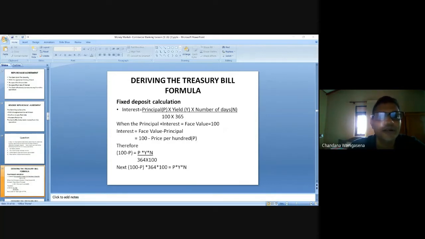So if you are given 10% for 1 year, that is 360 or 365 days. If it is for 6 months, we divide by 2. Otherwise, 365 is here, and we multiply by 182 days, whatever it is, right? So that's how we calculate the normal interest of a fixed deposit.